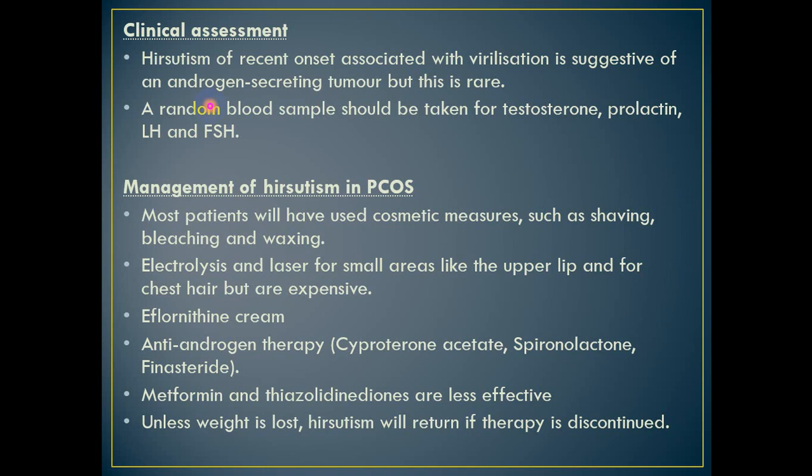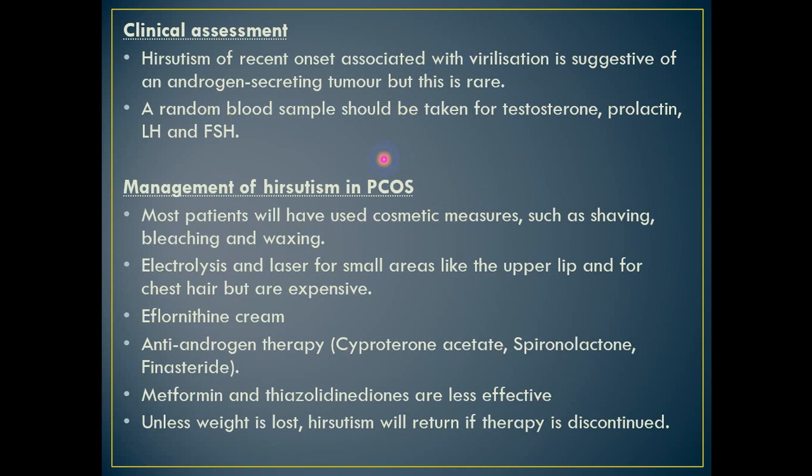How do we investigate a patient with hirsutism? A random sample should be taken looking for serum testosterone, androgen, prolactin, LH, FSH. If testosterone excess is confirmed biochemically, then the possibility of a tumor should be excluded by CT or MRI of the adrenal and the ovary. How do we manage patients with hirsutism? Treatment is according to the underlying cause.